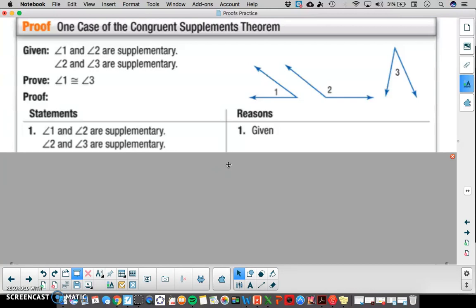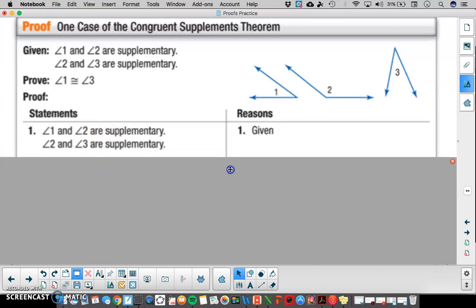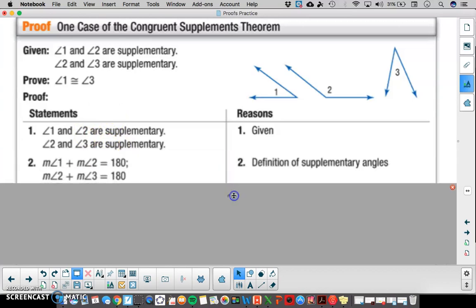If we know we have supplementary angles, that means those angles are going to add to 180 degrees. Because we haven't stated that yet, that is our next statement. So measure of angle 1 plus the measure of angle 2 equals 180 comes from that first statement. Measure of angle 2 plus the measure of angle 3 equals 180 comes from that second statement. And we knew that we could make these statements because of the definition of supplementary angles.